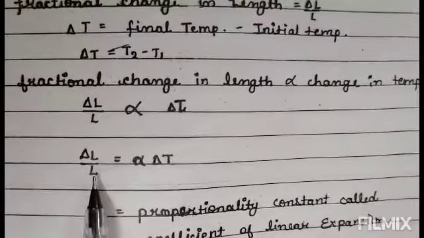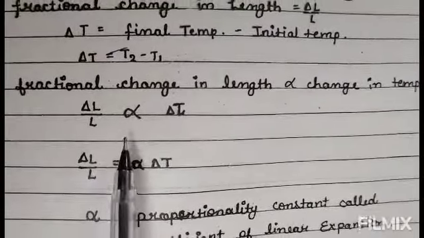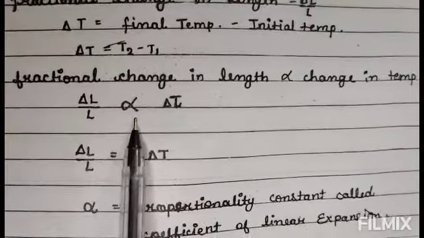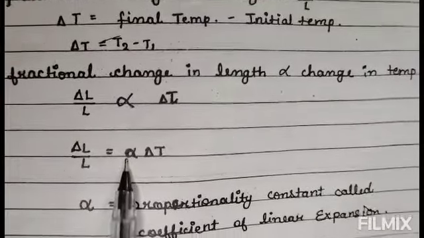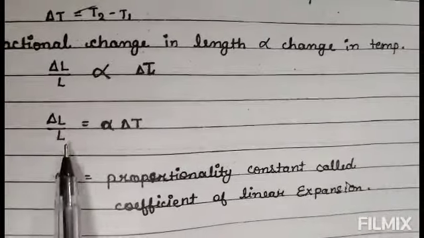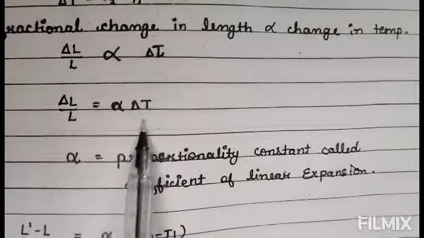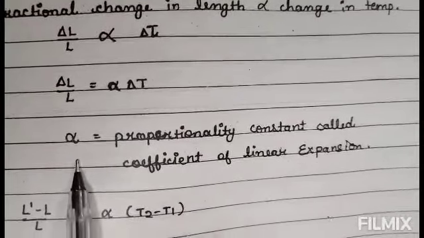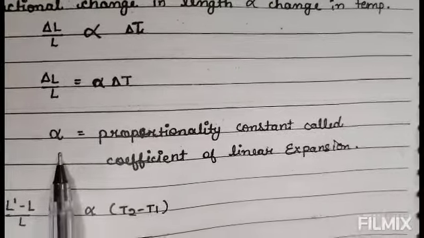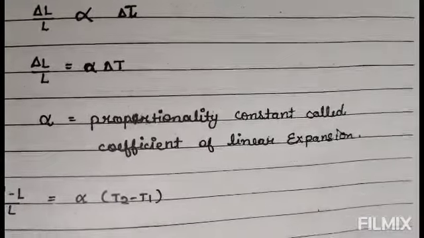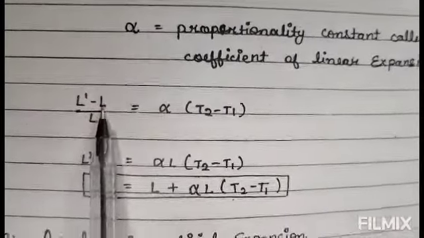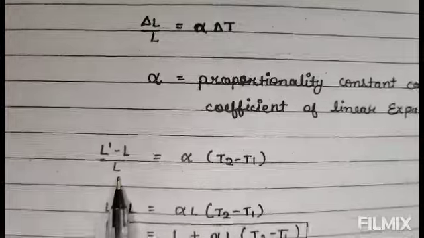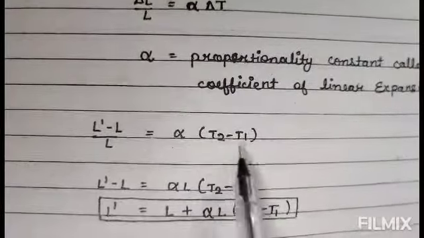That means del L upon L is equal to, here we have removed the proportional sign, so a proportionality constant we are putting here. This is alpha. So del L upon L is equal to alpha del T. This alpha is a proportionality constant called the coefficient of linear expansion. Now we'll put the values here. Del L is L dash minus L, upon the original length L, is equal to alpha, and del T is T2 minus T1.